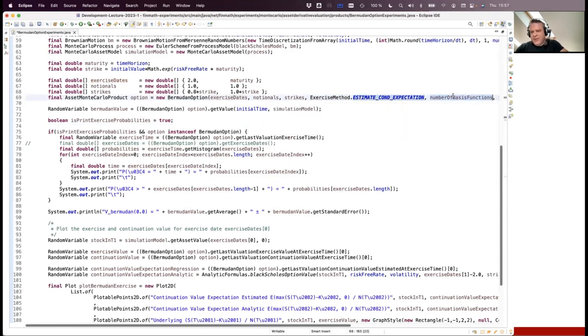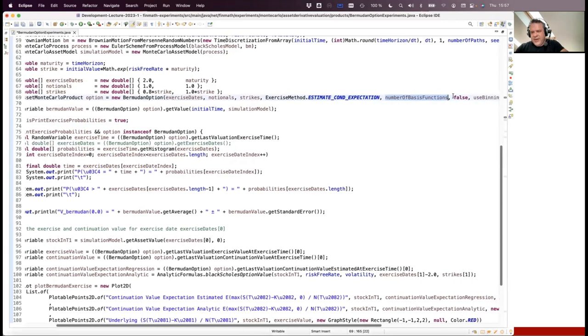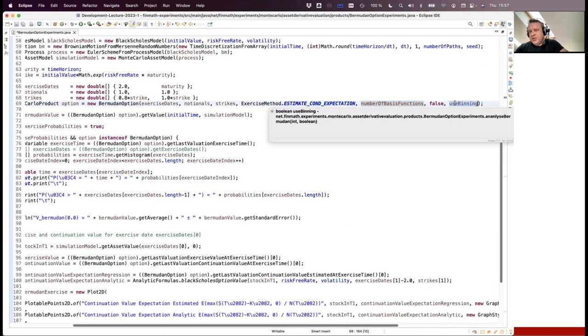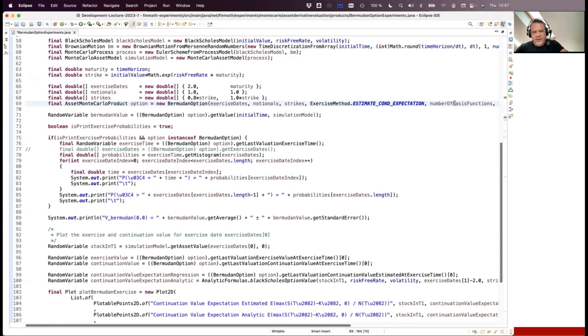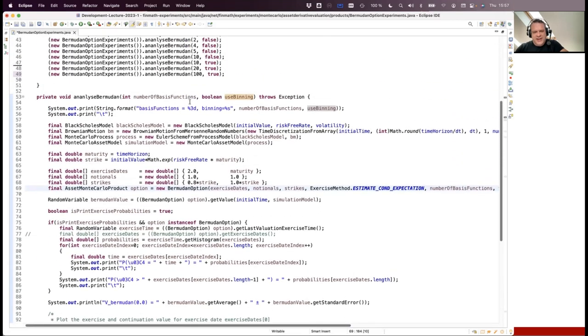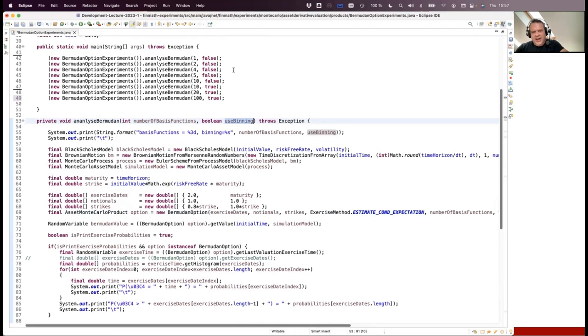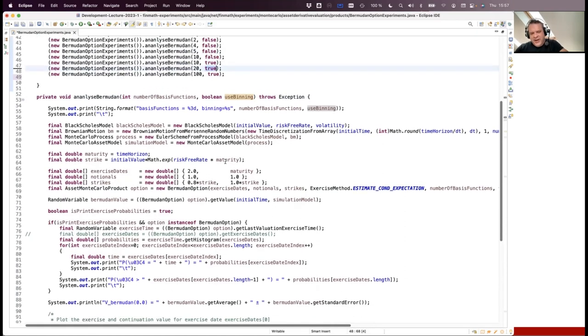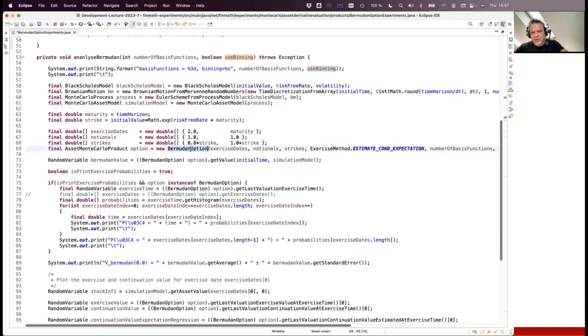There is a parameter, number of basis functions, and there is a parameter, use binning, yes or no. These parameters I pass here, number of basis functions and use binning, and I'm trying different numbers of basis functions, 1, 2, 4, 5, 10, and also different versions, without binning and with binning. Without binning, I will explain now what it is if we look into the Bermudan option.